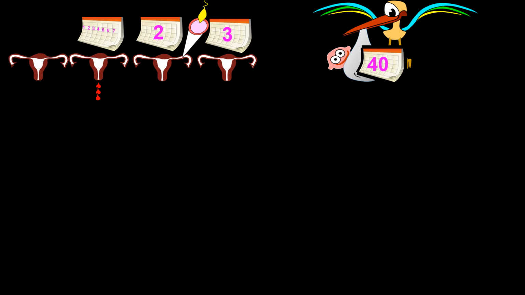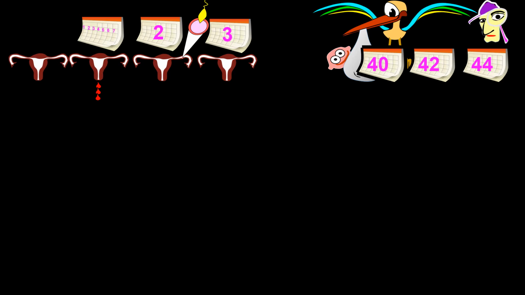The calendar with the number 40 indicates the weeks that have passed since the mother's first day of the last menstruation began. The two more calendars indicate week 42 and week 44 after the first day of the mother's last menstruation. And the Sherlock Holmes I have added indicates the day the baby is being evaluated by the doctor.